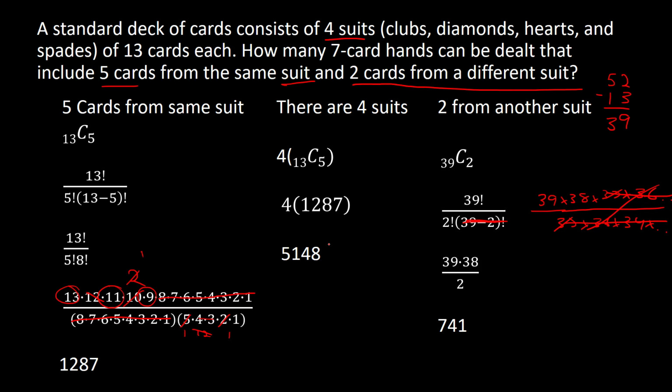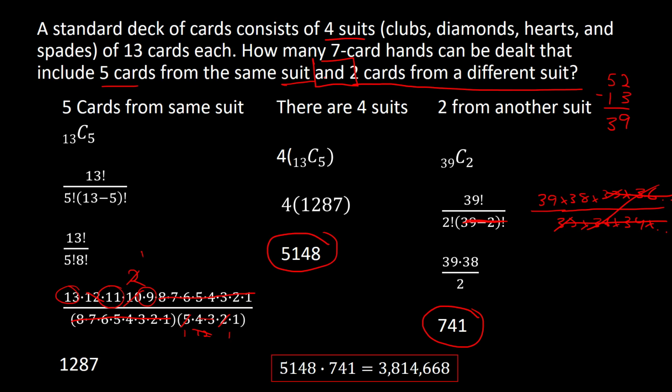So we have 5,148 options of ways to get 5 cards from the same suit, and then 741 options of ways to get cards from a different suit, and we are combining those together. We want 5 cards from the same suit and 2 cards from a different suit. So because of the and, we are multiplying those two numbers to get 3,814,668. And that concludes our lesson for today.